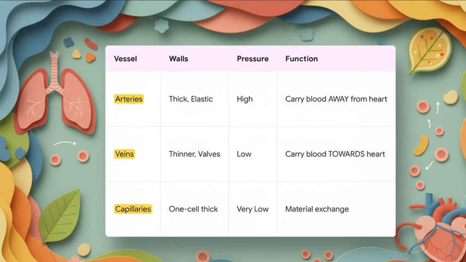This entire network is built from 3 types of vessels. Arteries have thick, elastic walls to handle the high-pressure blood being pumped away from the heart. Veins bring that blood back under much lower pressure, so they have valves to make sure it doesn't flow backwards. And then you have capillaries, which are incredibly tiny, just 1 cell thick so that all the good stuff can be exchanged directly with your body's cells.